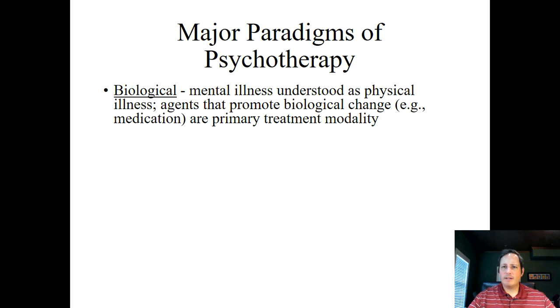Okay, so let's go ahead and talk about those four major paradigms. First of which is what we're going to delve into a little more detail in this module, the biological paradigm of psychotherapy. And you can see what the assumption is: mental illness is understood as a physical illness. So remember, anytime we talk biology, we're always talking about the body and the physicality of it. And what we know is that things like medication promote biological change. So the idea is if you change how the physical body is, then you're going to change the overall symptomology, and hopefully for the better. Okay, so that is the biological treatment.